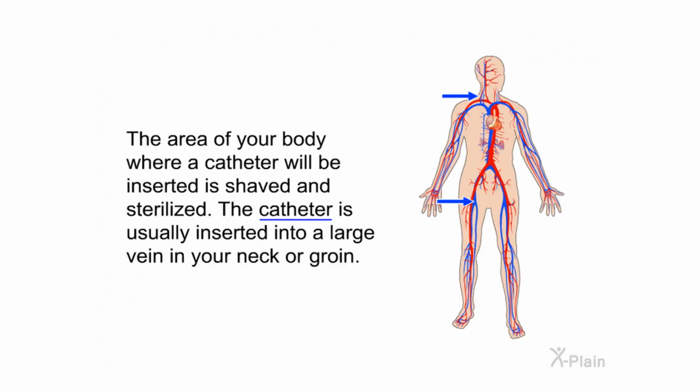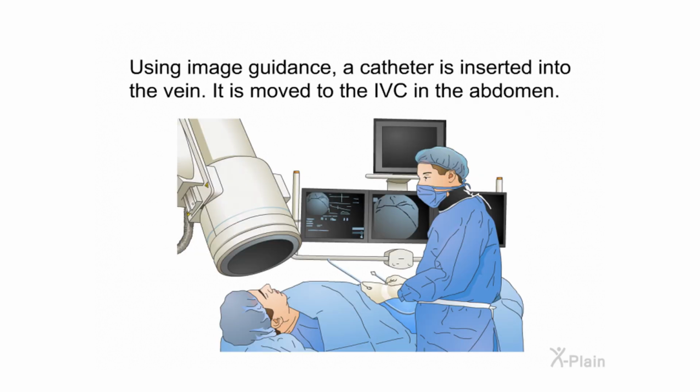The area of your body where a catheter will be inserted is shaved and sterilized. The catheter is usually inserted into a large vein in your neck or groin. Using image guidance, a catheter is inserted into the vein. It is moved to the IVC in the abdomen.